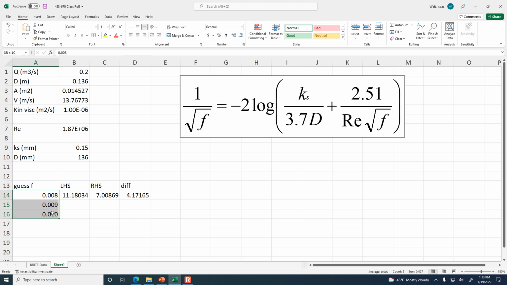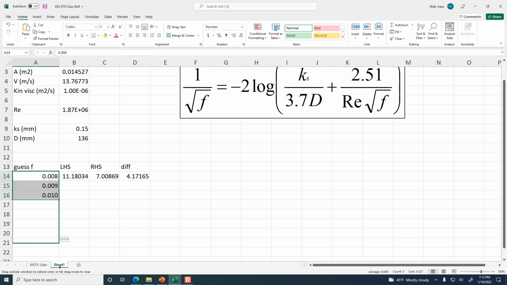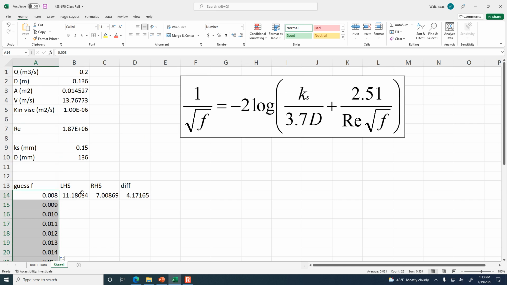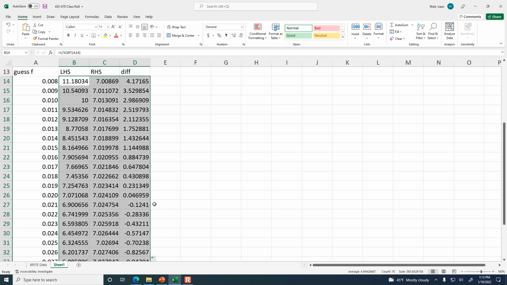And I could either have it going in increments of 0.1 and then fill all of these as well. And we want to find out where is that crossover point. So we're pretty close. 0.02 is too big. 0.021 is too small. Of course, probably you're already thinking of goal seek, right?